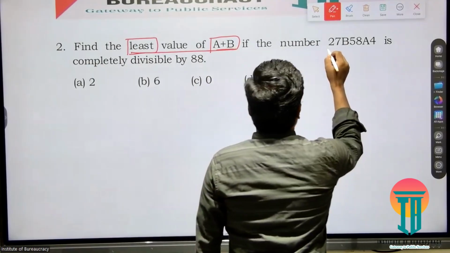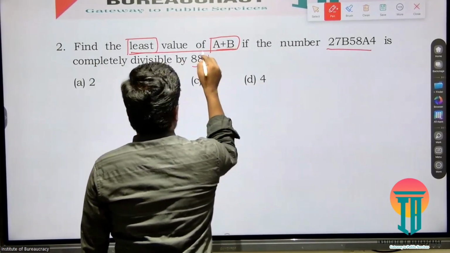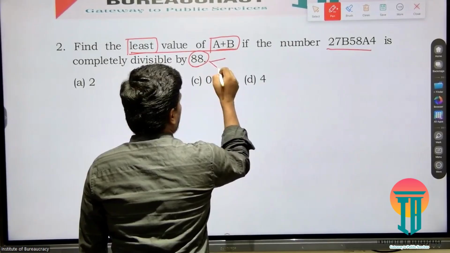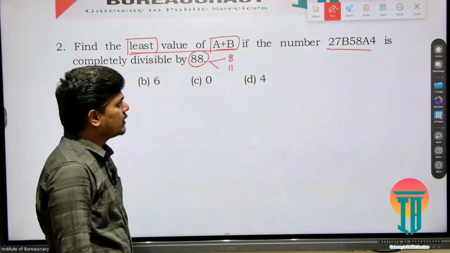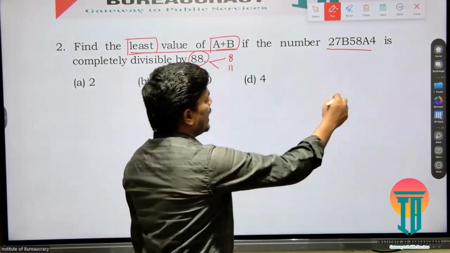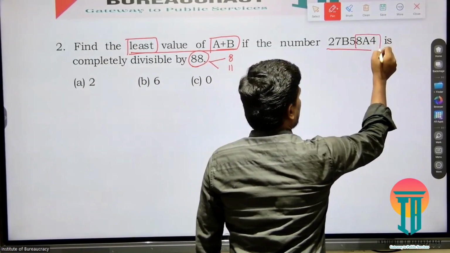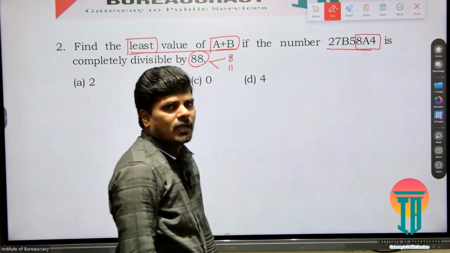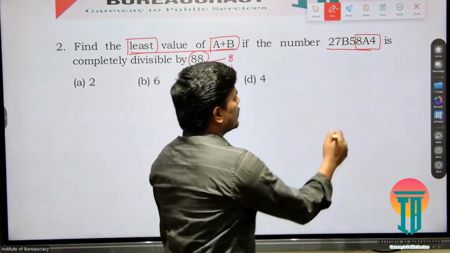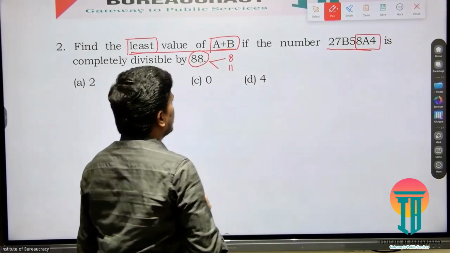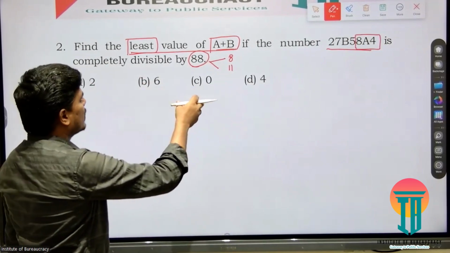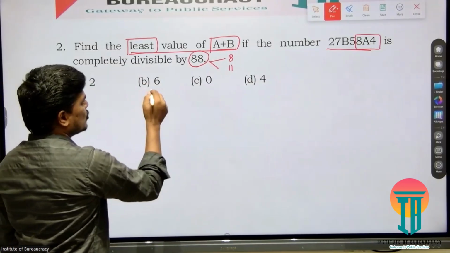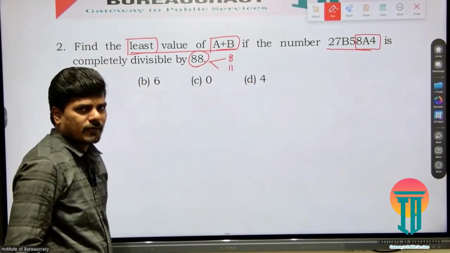If the number is completely divisible by 88, that means it is divisible by 8 as well as divisible by 11. That's the meaning of it. If it is divisible by 8, the last 3 digits have to be divisible by 8. They have not given the A value or B value. They have given the A plus B value. A plus B should be this answer. That's what we wanted to find.